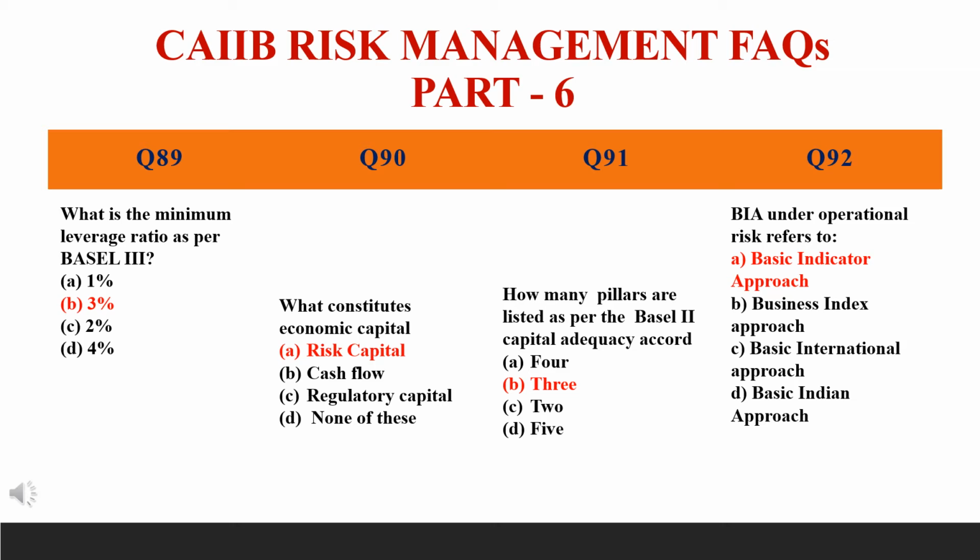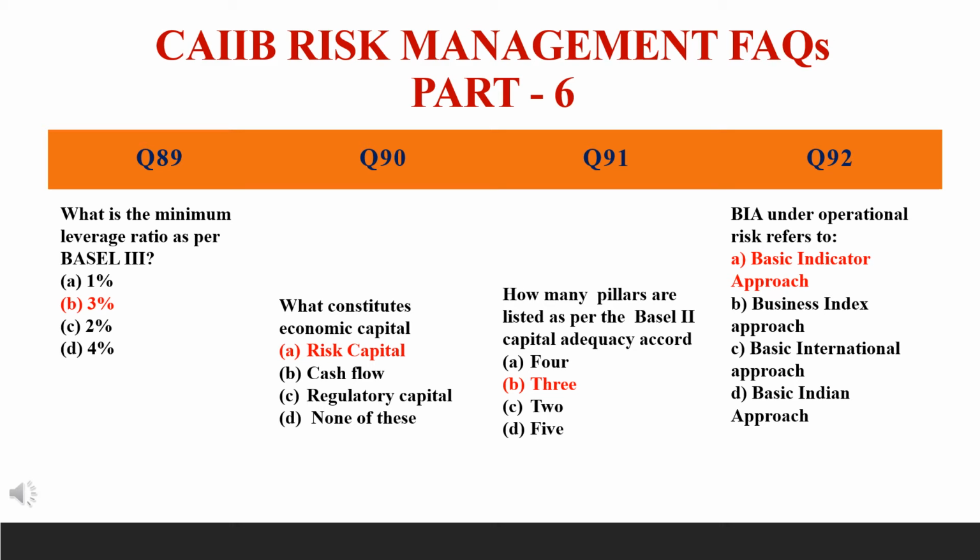Now question number 89. See here, look at the screen. There are 4 questions in this slide. We will see one by one. The first question in this slide is, what is the minimum leverage ratio as per Basel III? I will move a little fast. Look at the screen and the options. I will only let you know what is the answer and the reason behind the answer. There are 4 options given: 1%, 3%, 2% and 4%.